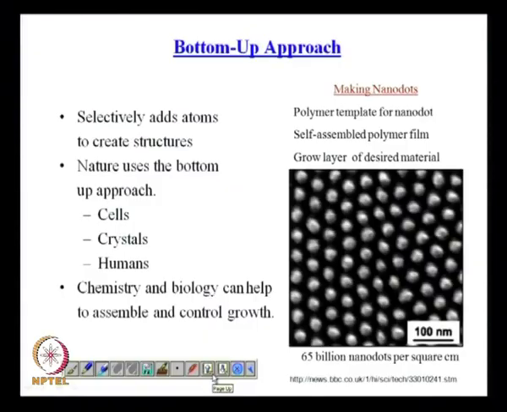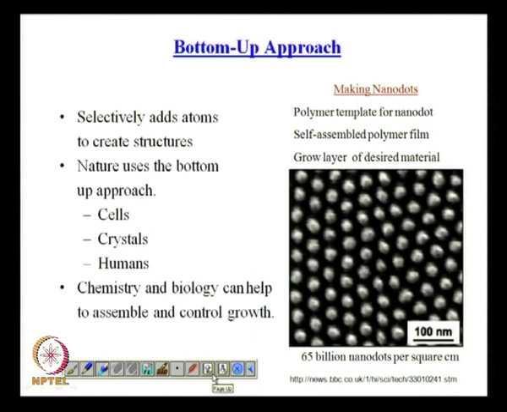So, the costly optical equipment may not be necessary, and it is something which happens in nature all the time. If you think of cells, growth of any crystal, or ourselves, we all have grown using a bottom up approach. This is an example of making nanodots on silicon, and we will see what is the advantage of having nanodots on silicon.